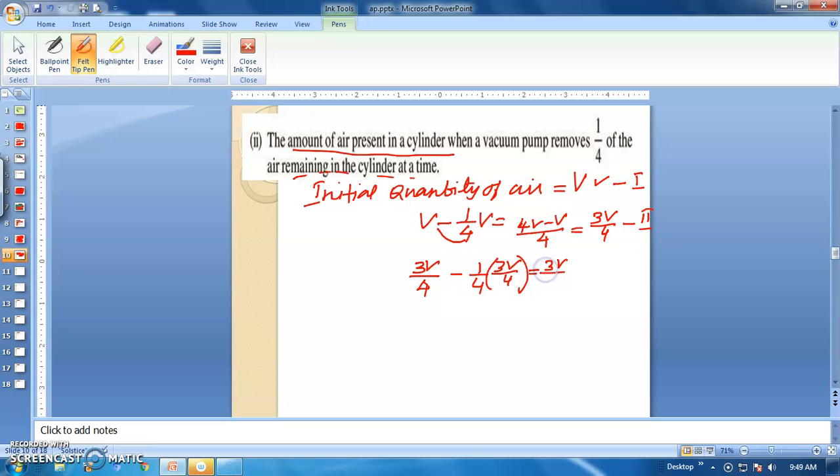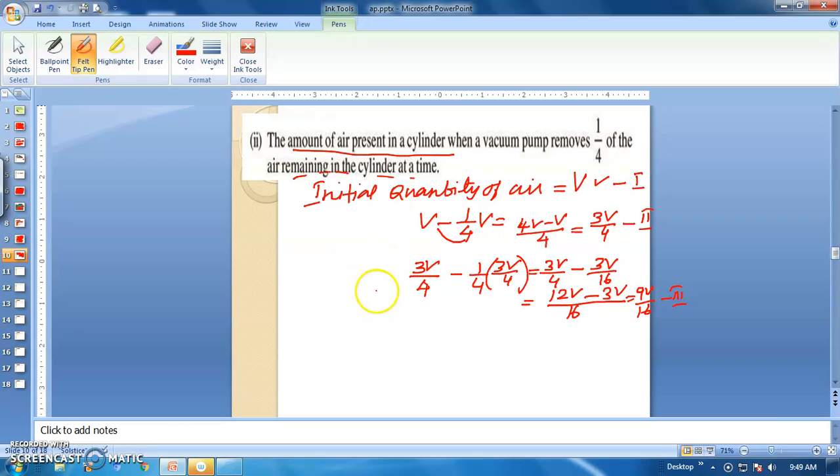So 3V by 4 minus, when we multiply these two, 3V divided by 16. If you simplify this, 16 is the LCM, so we need to multiply this with 4. So 12V minus 3V equals 9V by 16. So that is the third time. Initially V volume is there, and after some time 3V by 4, then after that 9V by 16.